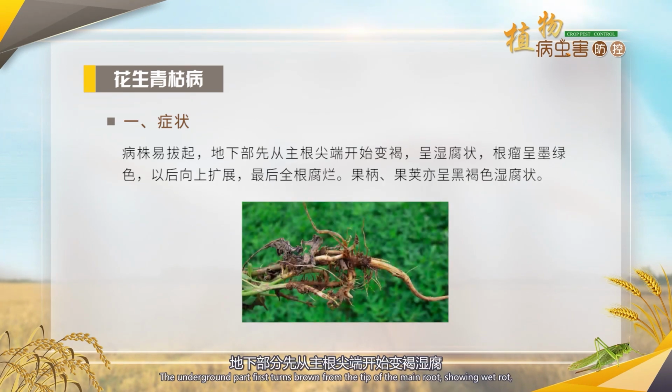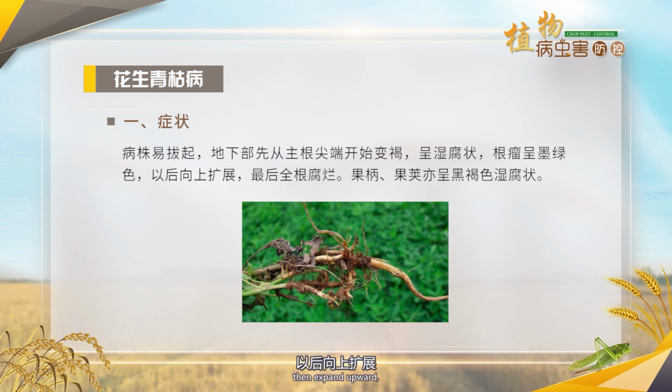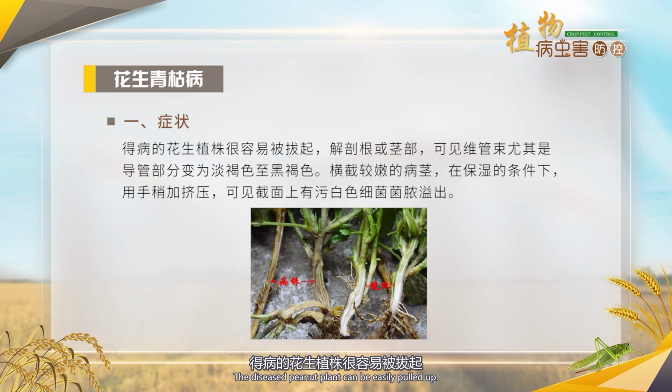The underground part first turns brown from the tip of the main root, showing wet rot, and the root nodules are dark green, then expand upward, and finally the whole root rots. The fruit stalks and pods are also dark brown and wet rotten. The diseased peanut plant can be easily pulled up. When the roots or stems are dissected, the vascular bundles, especially the ducts, turn light brown to dark brown. Cut the tender diseased stems and squeeze them slightly with hands under moisturizing, and the stained white bacterial pus overflows on the section.